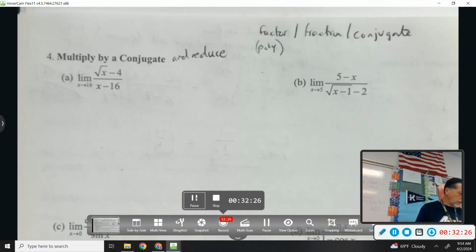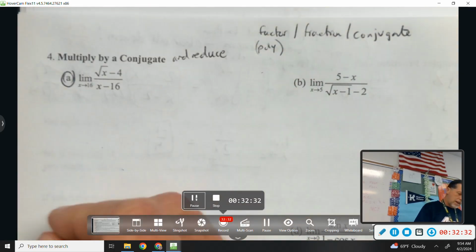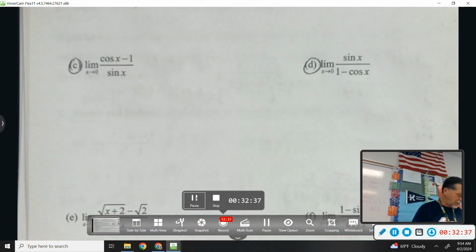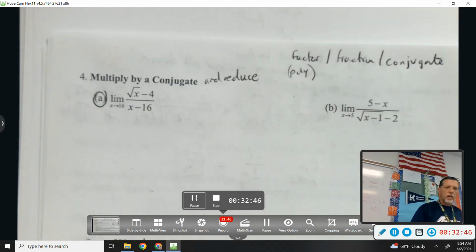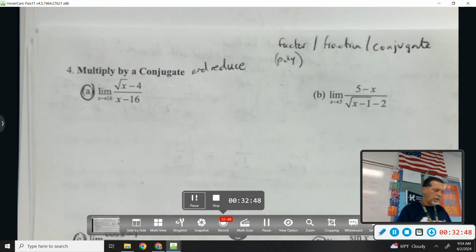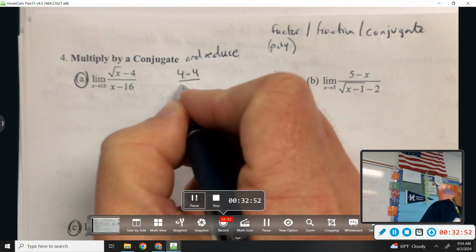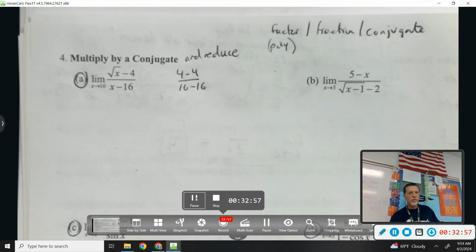Okay, so let's do, don't really want to do all of these. Let's do A, C, and D. Those look similar, but they're going to lead to different results. And then E. So we'll do 4 of them. Okay, again, you plug in first. Square root of 16 is 4. 4 minus 4 over 16 minus 16. That's 0 over 0. That doesn't really work.